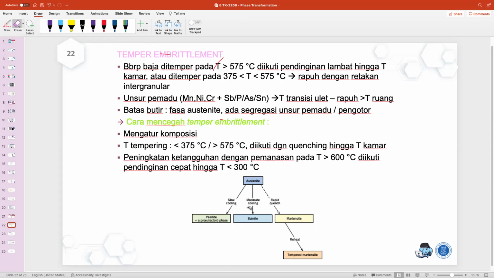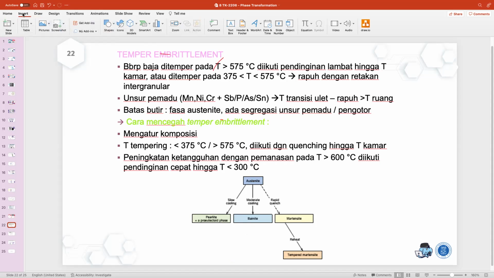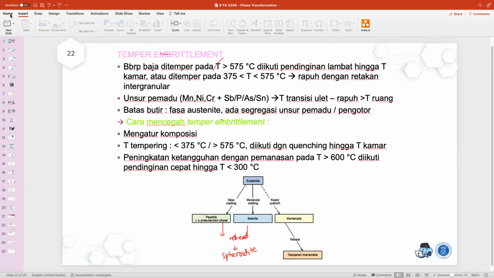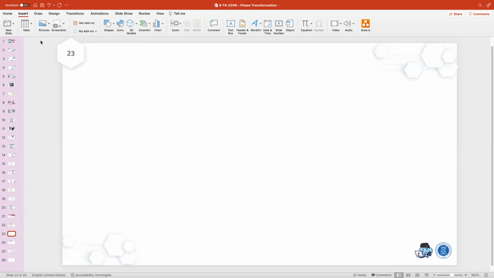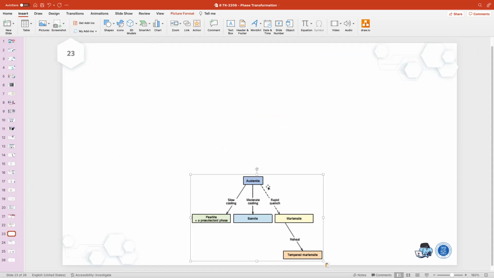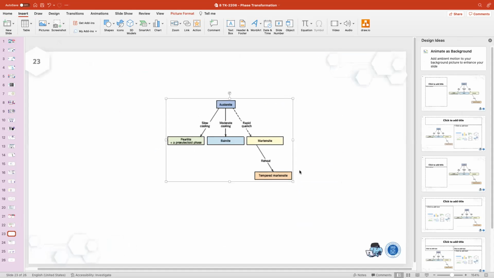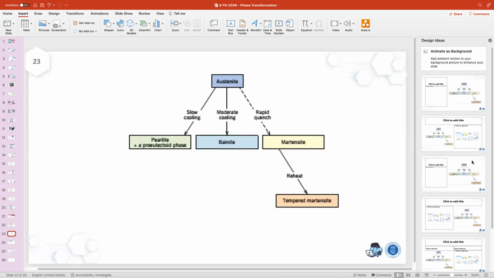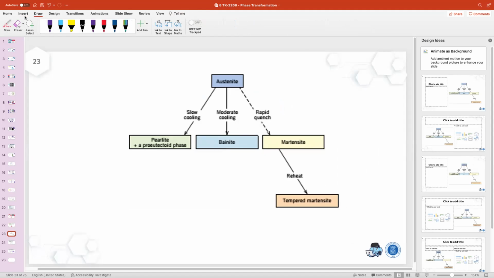here maybe I can make it bigger. Here, I think this one is the one that you need to know. Maybe make it bigger in one slide.